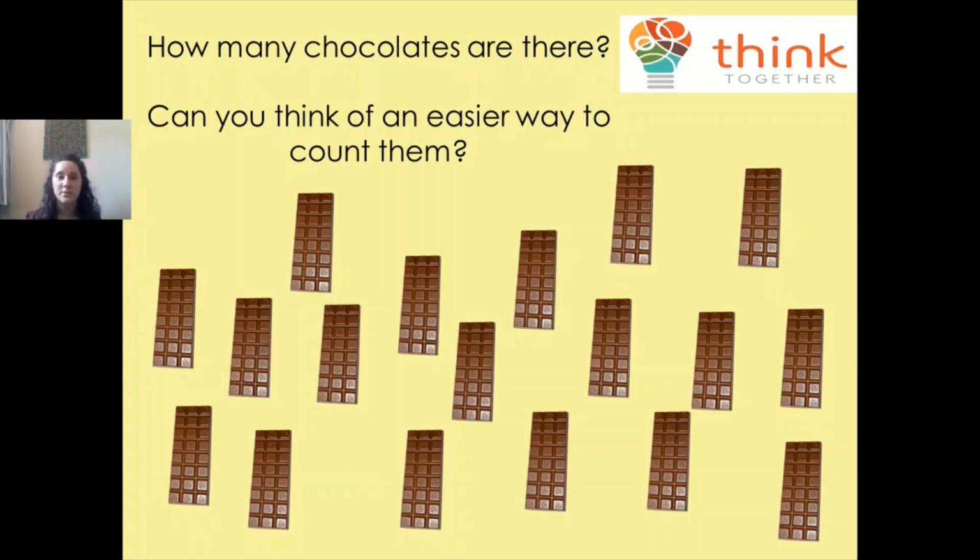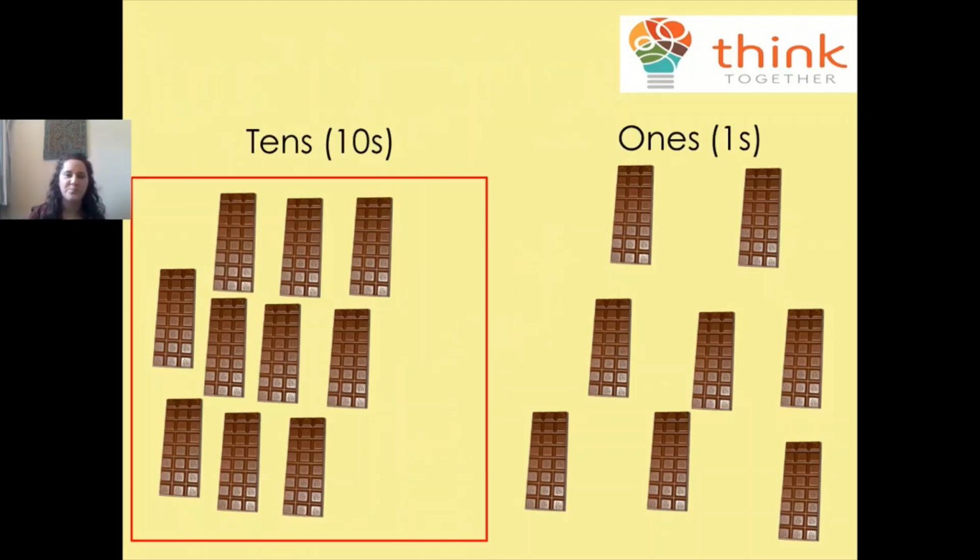Well done. Did you think of a quicker way? Why don't we try putting them into a group of 10 first and then counting on and see if that would be quicker? I'll show you how to do that now. Can you see what I've done? I started by putting 10 of the chocolate bars in this group here. I know that there's 10 there, and so I don't need to count them. All I need to do is count the ones that are left.